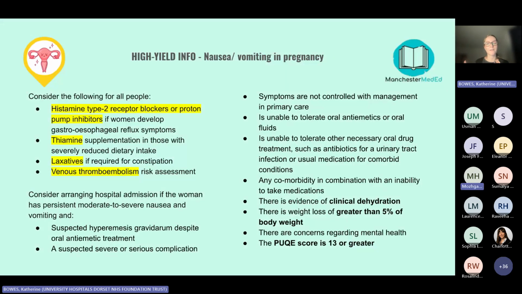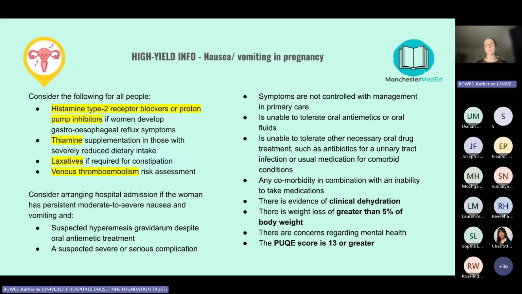So other things to just have in your mind in this kind of situation is, are they constipated and is that making it worse? Because then laxatives are really helpful in a lot of patients that are just feeling a bit nauseous, regardless of if they're pregnant. Do they need VTE prophylaxis prescribed? So obviously higher risk in pregnancy, and if you're dehydrated as well, higher risk. And then thiamine as well, if they're really struggling with other dietary intake.